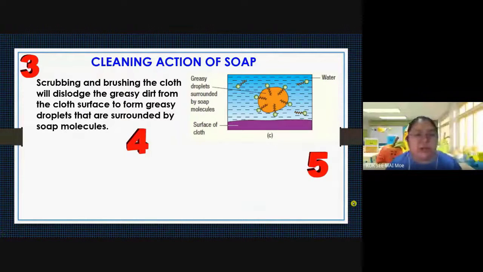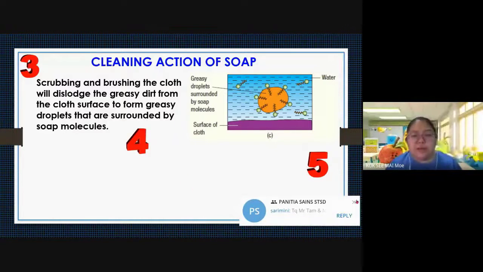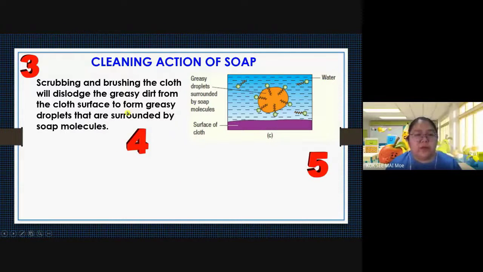Okay, you need scrubbing and brushing the cloth to dislodge the greasy and also the cloth surface to form the greasy droplets. So that means when starting, you find the grease is a big part. When the soap is put in, then you scrub and brush, they will take out all the grease to come out. After that, this grease will separate and become droplets. After that, they are surrounded by the soap molecule. You can see the whole part is covered by the soap, because of the hydrophobic taking out all the things. After that, the grease from the surface goes out.